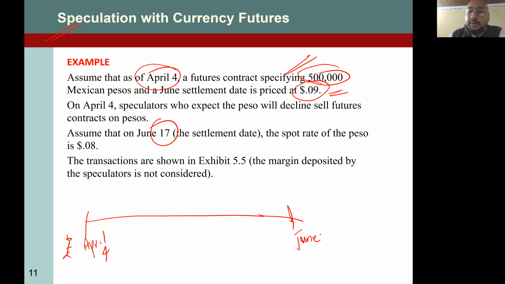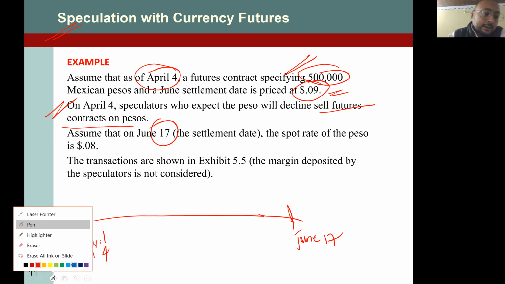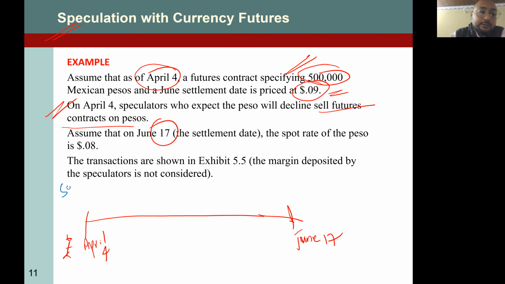On April 4, speculators who expect that the peso will decline sell the contract on pesos. So what is your expectation? That the peso will decline, right? So you sell the future contract. All right. So what will happen here?